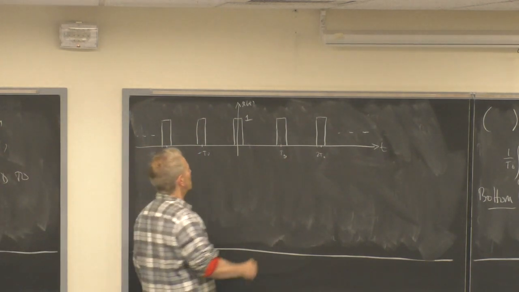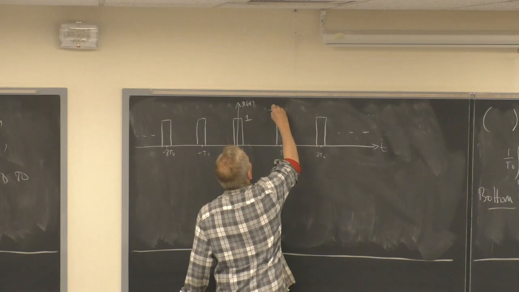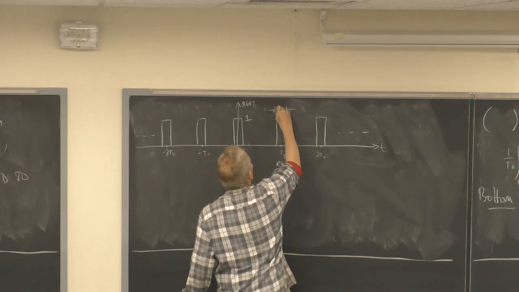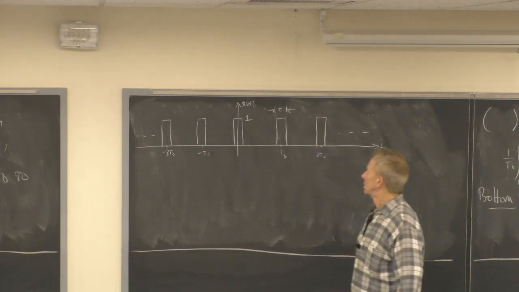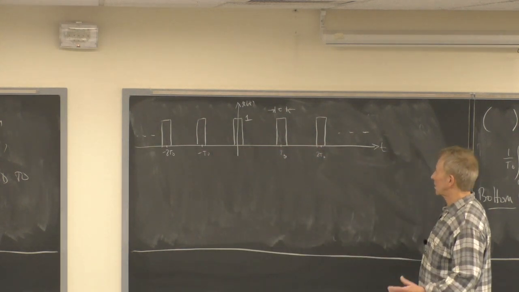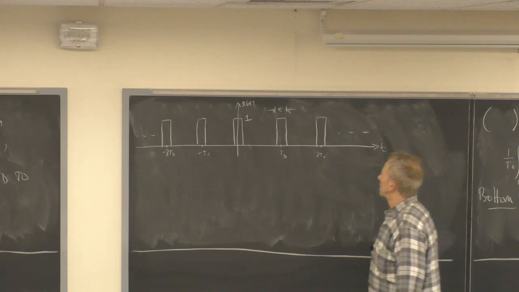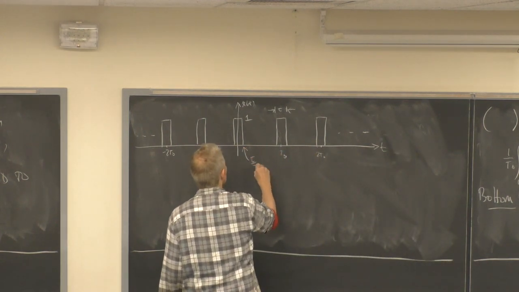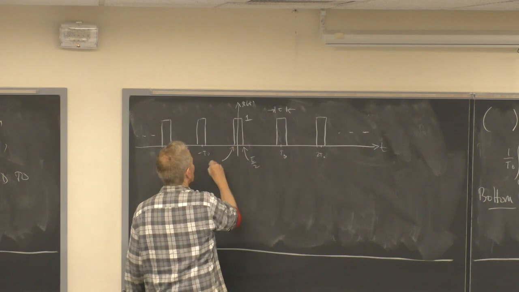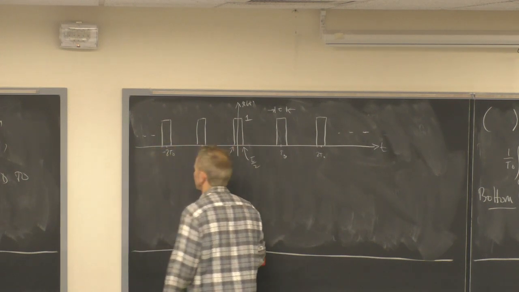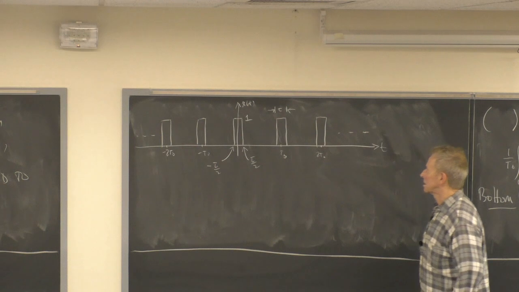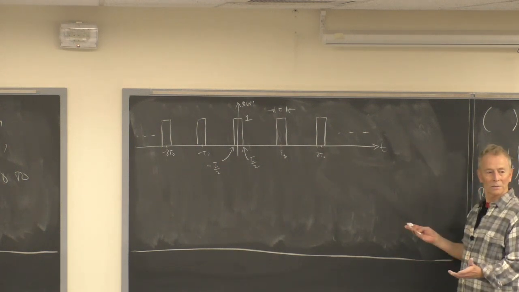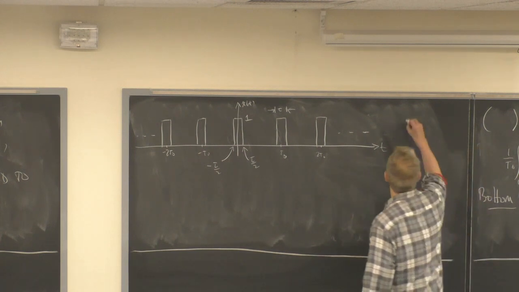And they're all going to be width tau. And they're all going to be centered on the integer multiples of t0. So this point here is going to be tau over 2. This point here is going to be minus tau over 2. And a signal like this, there's a name for signals like this. It's called a pulse train. Comes up all the time in applications.